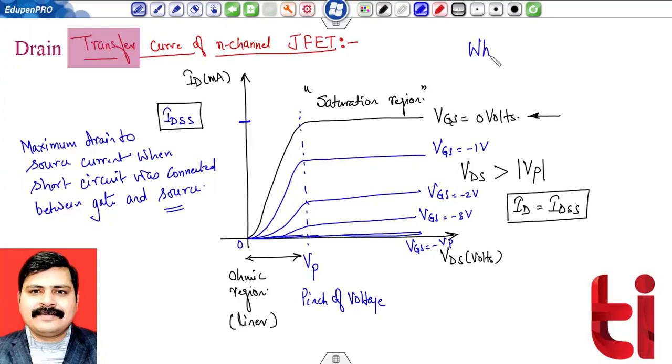When VGS equals minus VP, that means equals minus the pinch off voltage, then what will happen? From this curve you can check the value of my ID equals 0. That means ID equals 0 milliampere. And what it indicates is that my JFET is off.